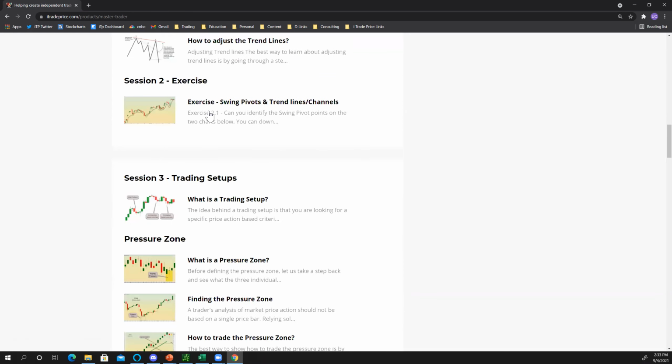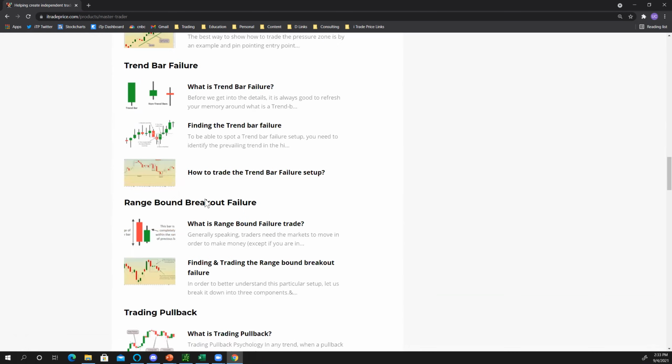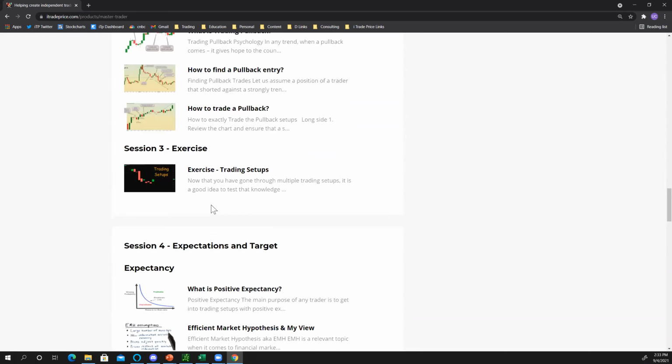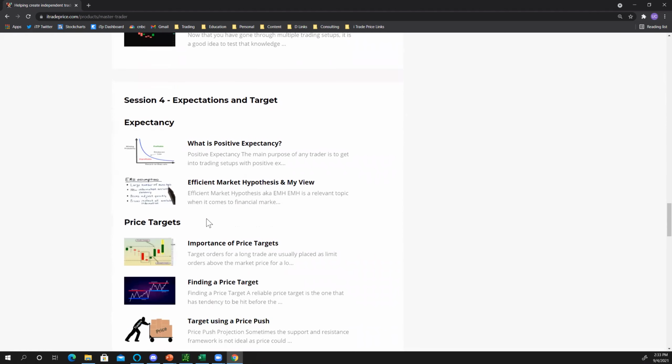There are some exercises, trading setups, different types of candlesticks. What do they mean? You can call them whatever, but the point is, how do you read them? What do they mean in the way they show up?